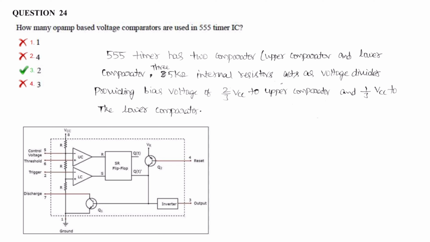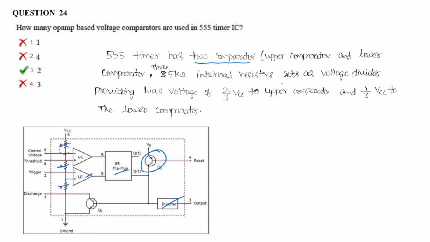Question number 24. How many op amp based voltage comparators are used in 555 timer IC? The 555 timer IC consists of two comparators, upper comparator and lower comparator, made with operational amplifiers, and three internal 5 kilo ohm resistors acting as a voltage divider, providing a bias of 2 by 3 VCC to the upper comparator and 1 by 3 VCC to the lower comparator. It consists of a PNP transistor, SR flip-flop, inverter.